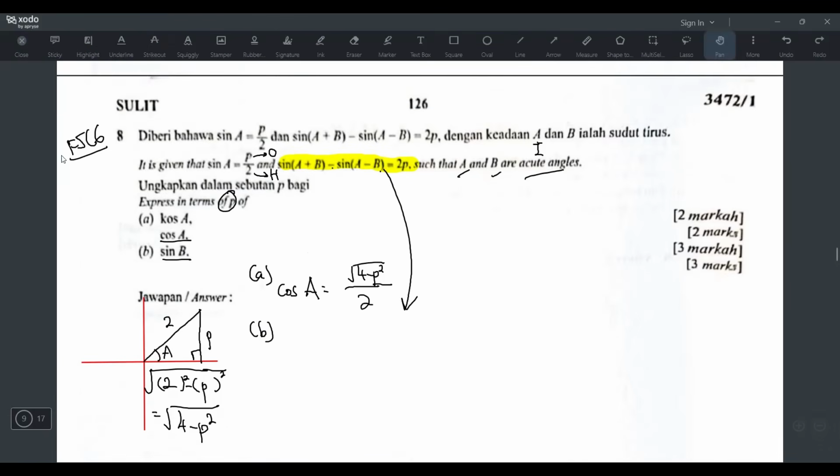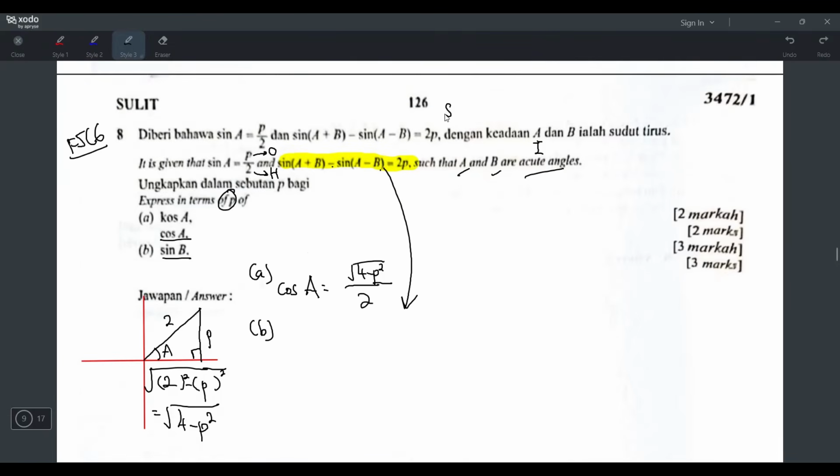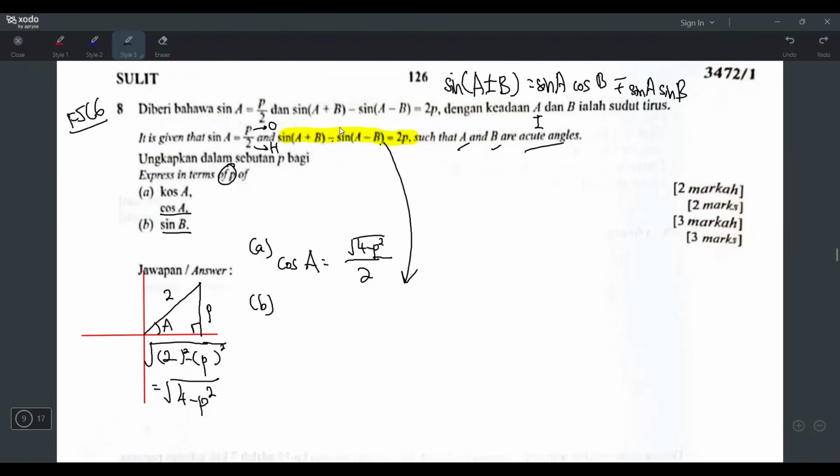Let me tell you which formula I will use: the addition angle for sine. I already memorized the formula. The formula is sine of A plus minus B equals sine A cos B plus minus cos A sine B. I will use this formula 2 times. One time for this, and then the second time for this. So let's write down and see what happens.